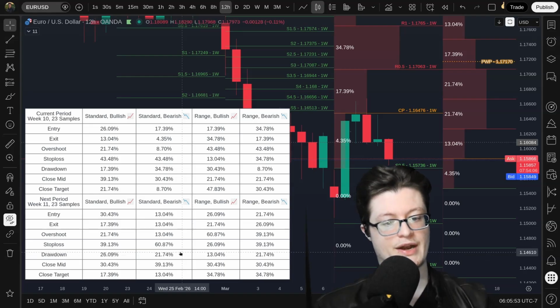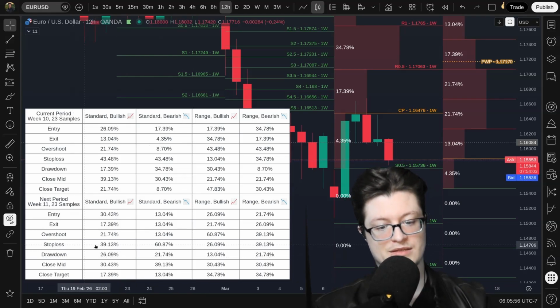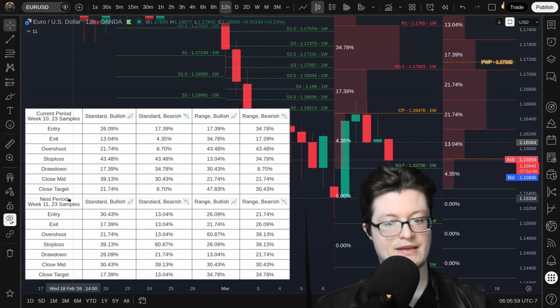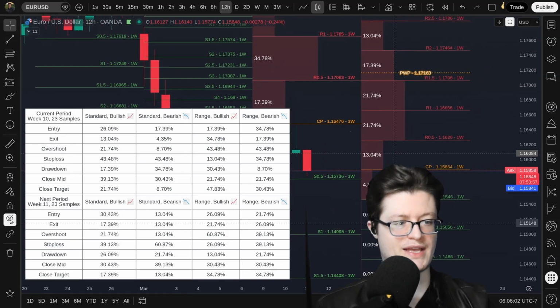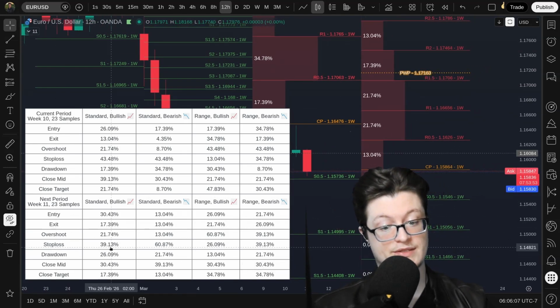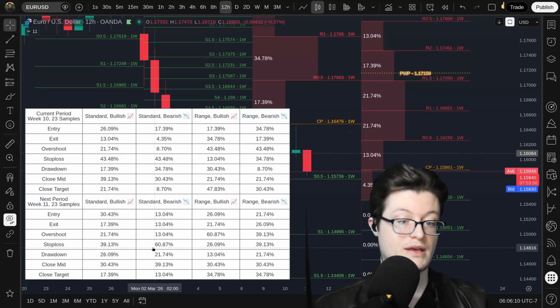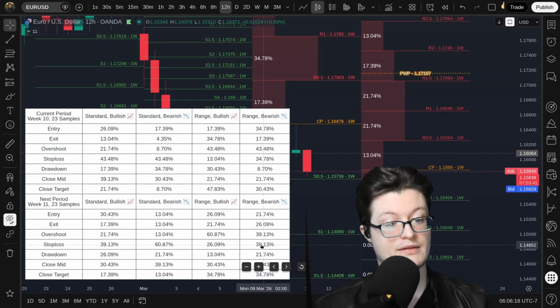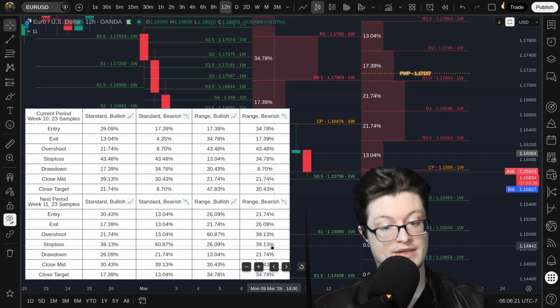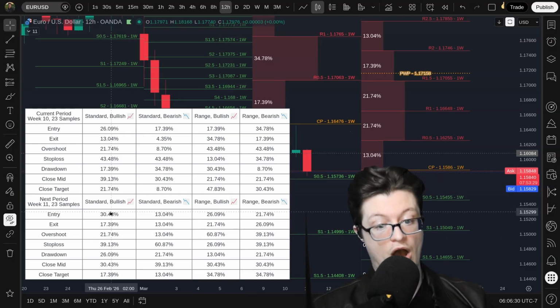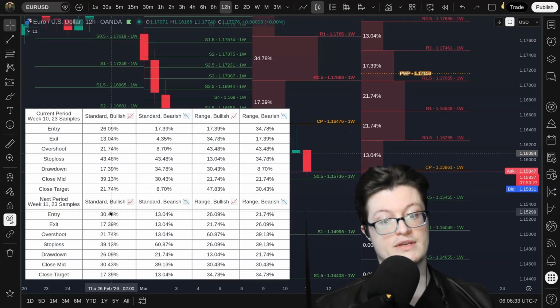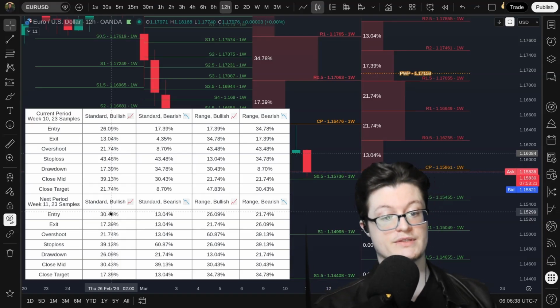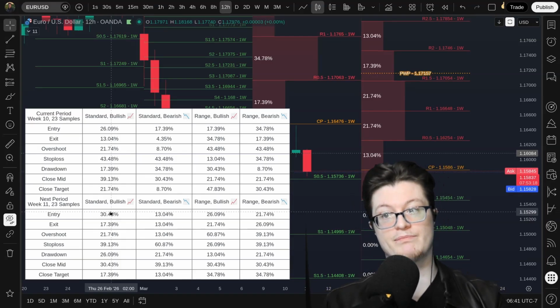And so what I like to do right off the bat is look at stop loss for, let's say, next week, right? So we're just looking at next week. Standard bullish hits its stop close to 40% of the time. Standard bearish hits its stop 60% of the time. Range bullish hits its stop 26% of the time, and range bearish hits its stop 39% of the time. So it seems like the odds are in favor seasonally for the standard bullish and the range bullish biases to not get stopped out versus the bearish versions of the same bias.